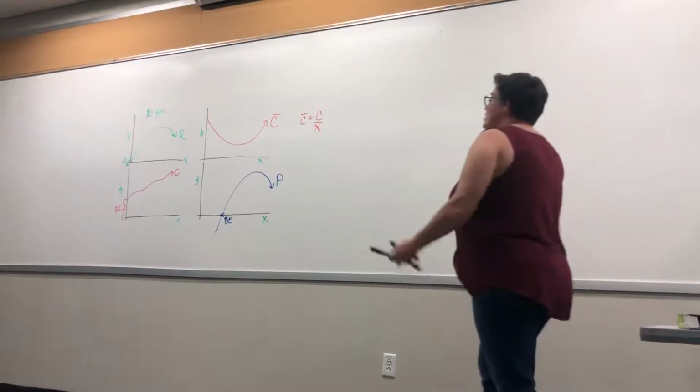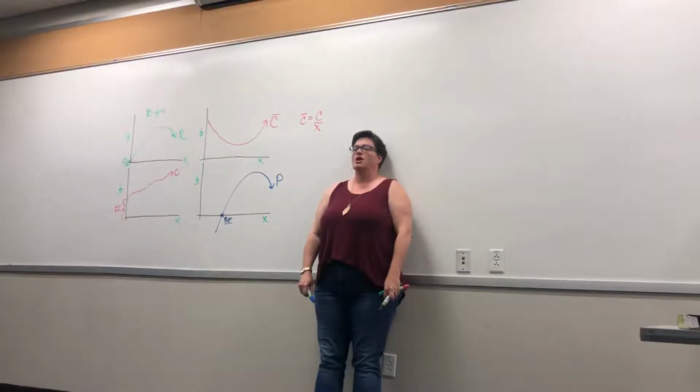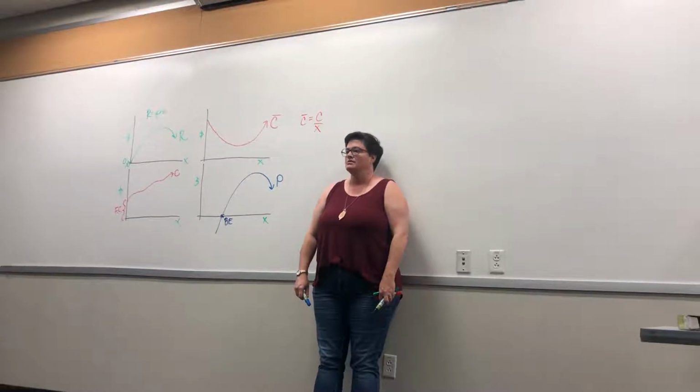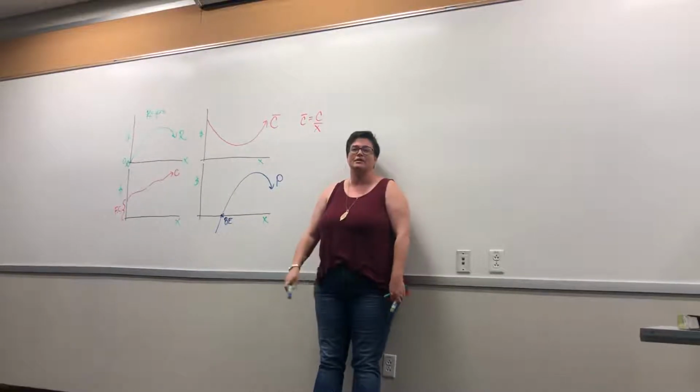Great. Which is the only one you can't maximize or minimize? Cost. Why? Yeah, there's no peak or valley. Okay, so which ones do we maximize? Revenue and profit. Which one do we minimize? Average cost. That one right there.